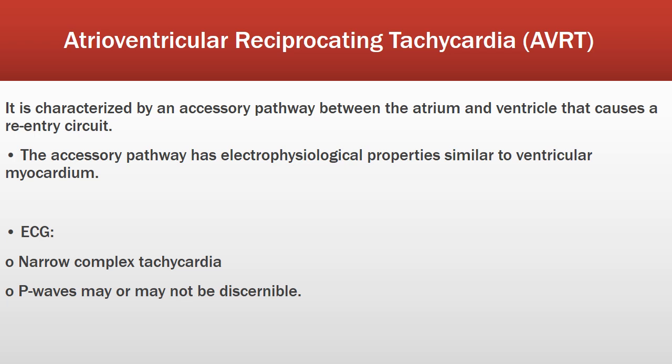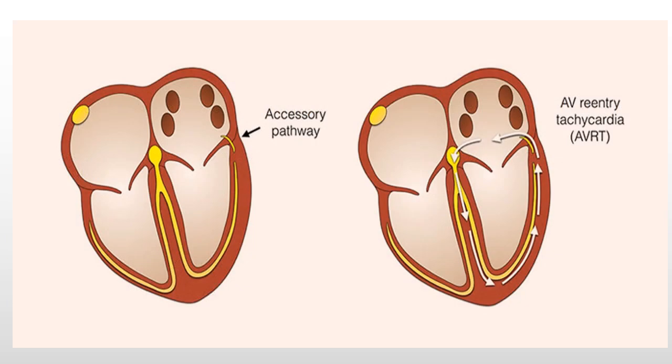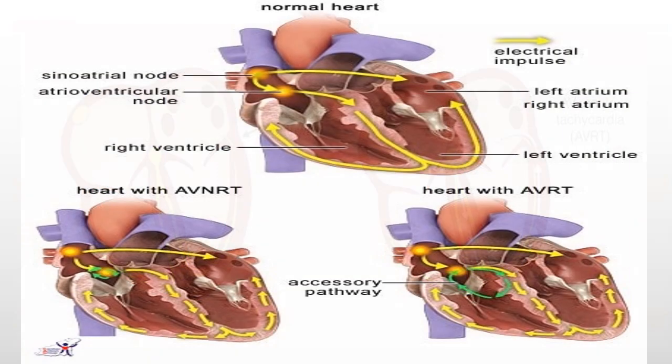The ECG in AVRT will show a narrow complex tachycardia. P waves may or may not be discernible. This is the AVRT with an accessory pathway between the atrium and the ventricle, and it will cause a re-entry circuit.